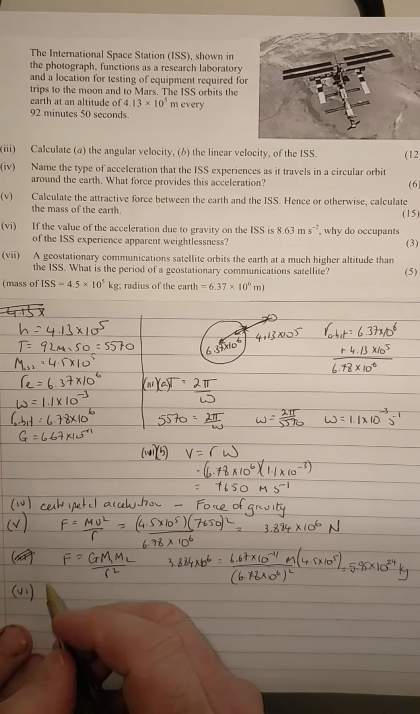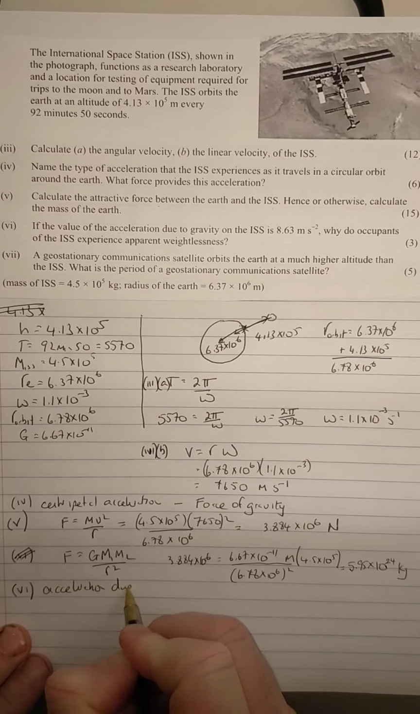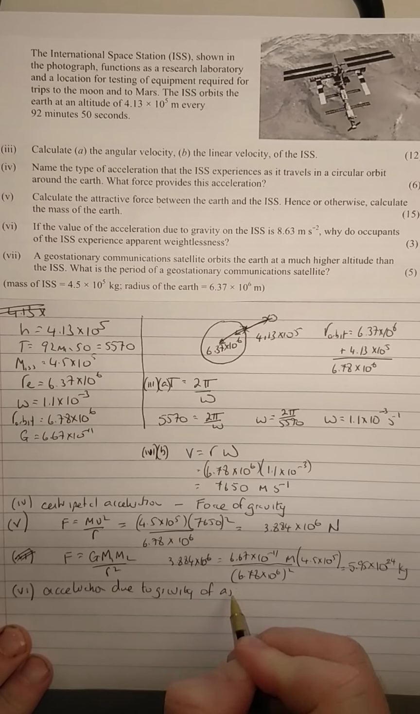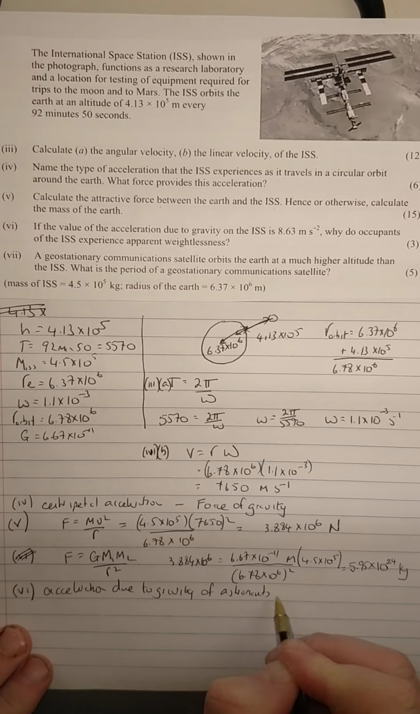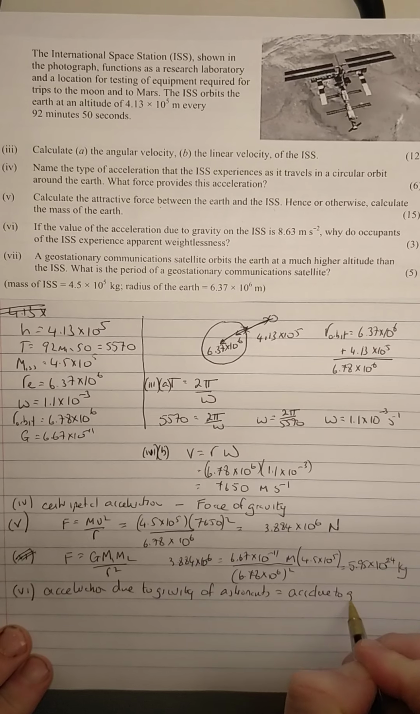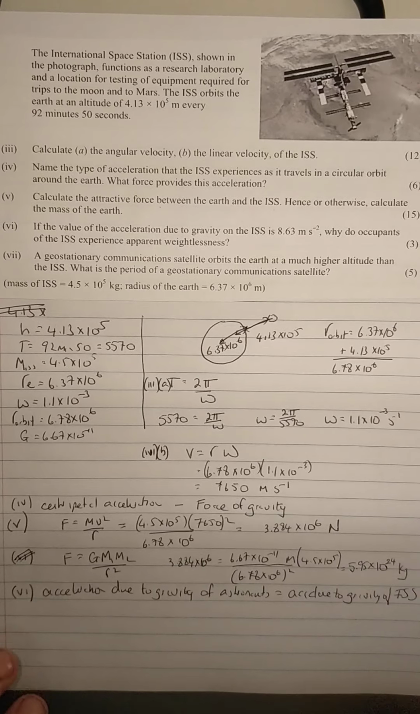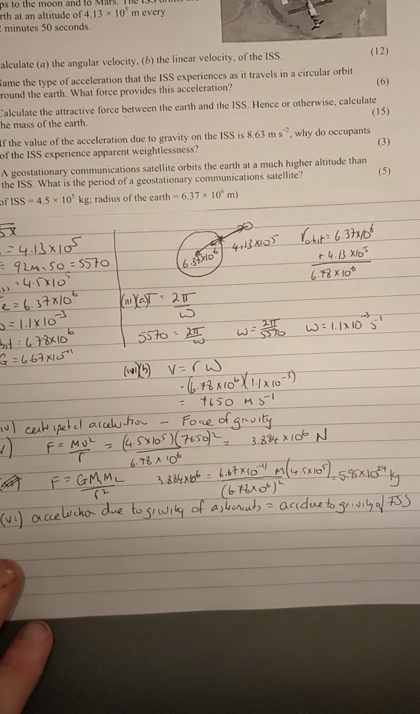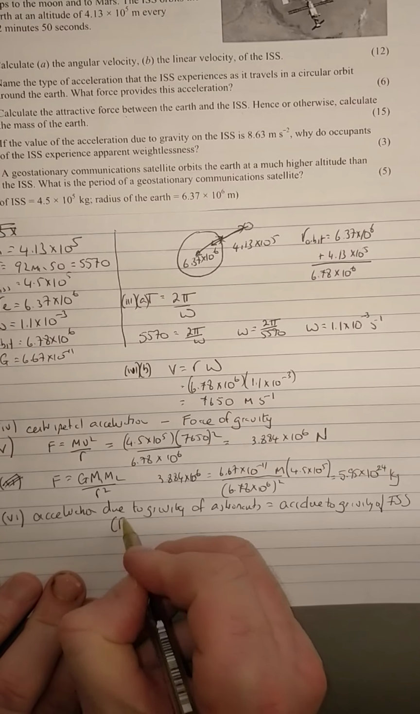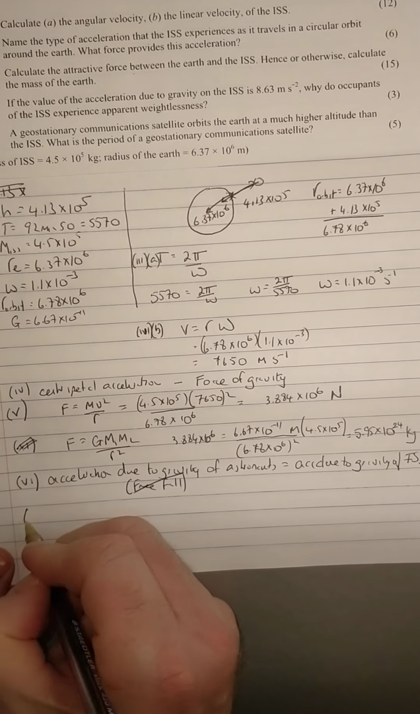So the easy way of answering that is: the acceleration due to gravity of the astronauts is equal to the acceleration due to gravity of the ISS. That's a common enough answer. Now there's another answer, which is an awful answer, where you say they're in free fall. I don't like it, but I'll leave it there for you anyway.